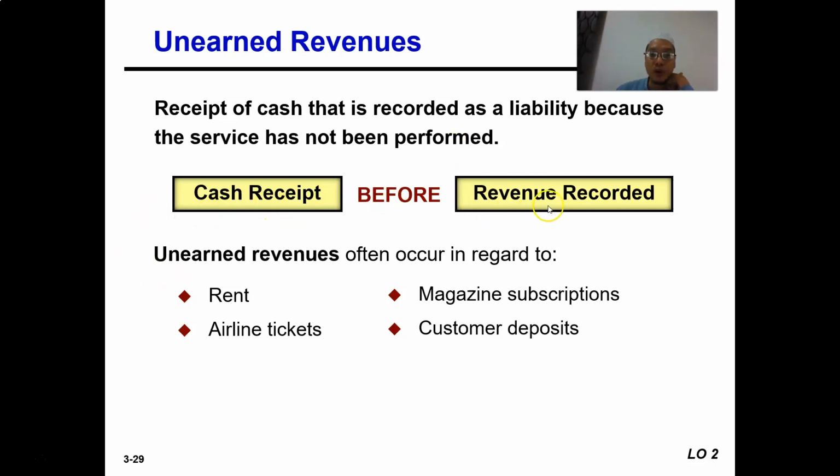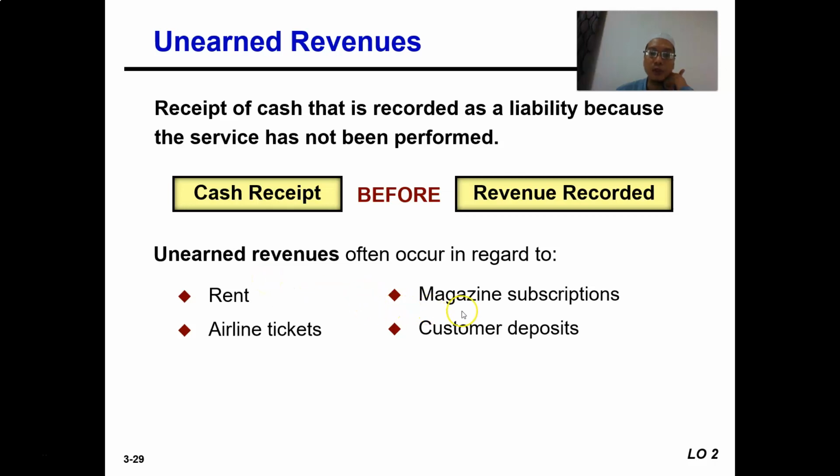We receive the cash before our revenue is recorded. So examples of unearned revenues often occur in regards to rent, in the sense that we provide rental services to our client. Airline tickets, okay. If we are a big airline, like Air Asia, and our customer has bought the airline ticket but has not flown on the flight because the flight is in the future, it is considered an unearned revenue. We have not rendered the flight service, but we have already received the money from our clients. So this is an unearned revenue.